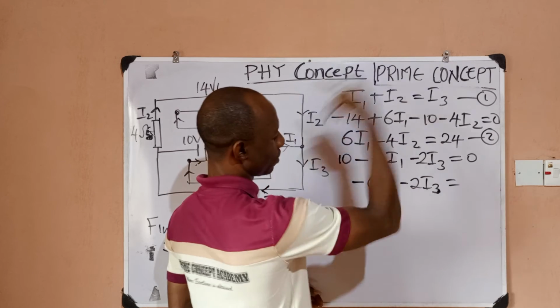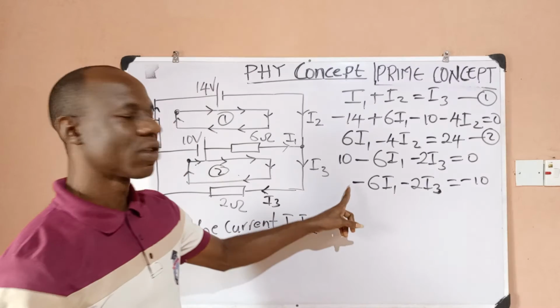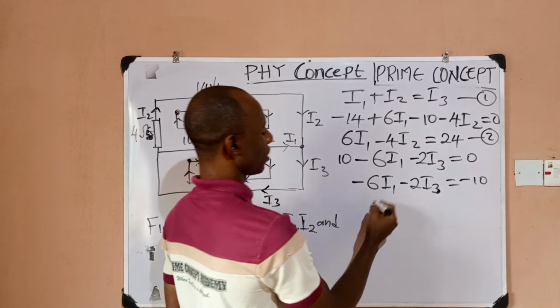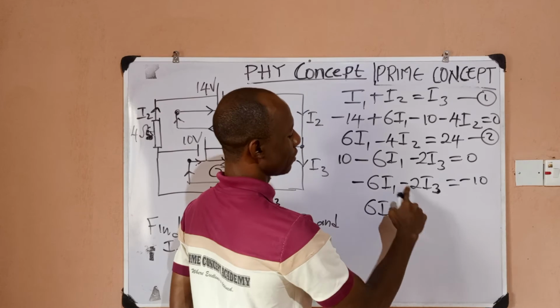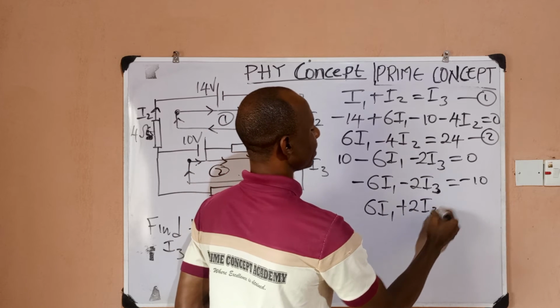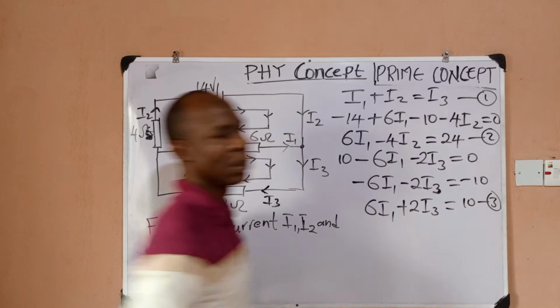Then if I push 10 to the other side, I have negative 10. But I don't like this negative. So I'm going to multiply through this equation by minus 1. So if I multiply this by minus 1, I will get 6 I1. If I multiply this by minus 1, I'll have plus 2 I3. If I multiply this by minus 1, I'll have 10. So this is my third equation.